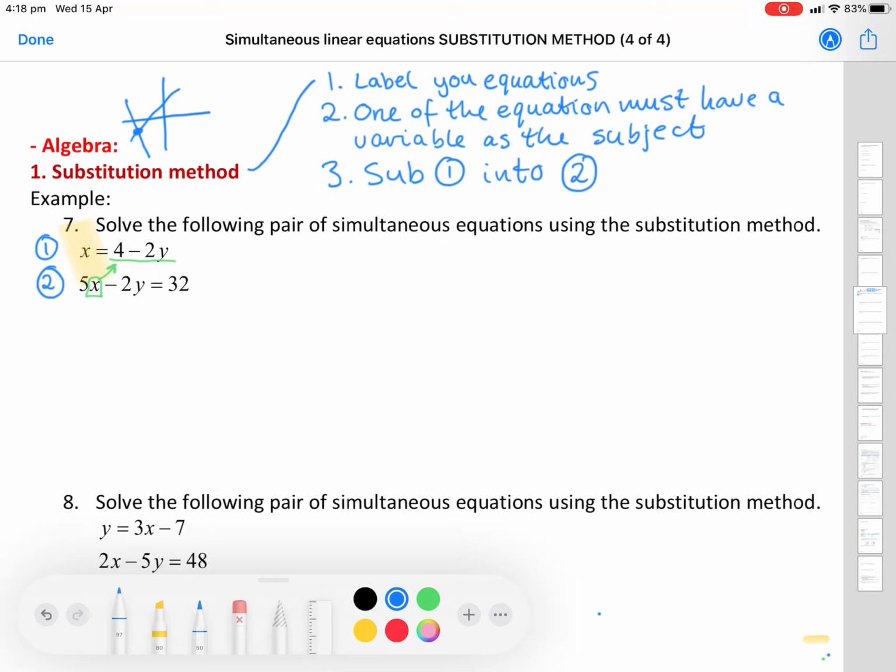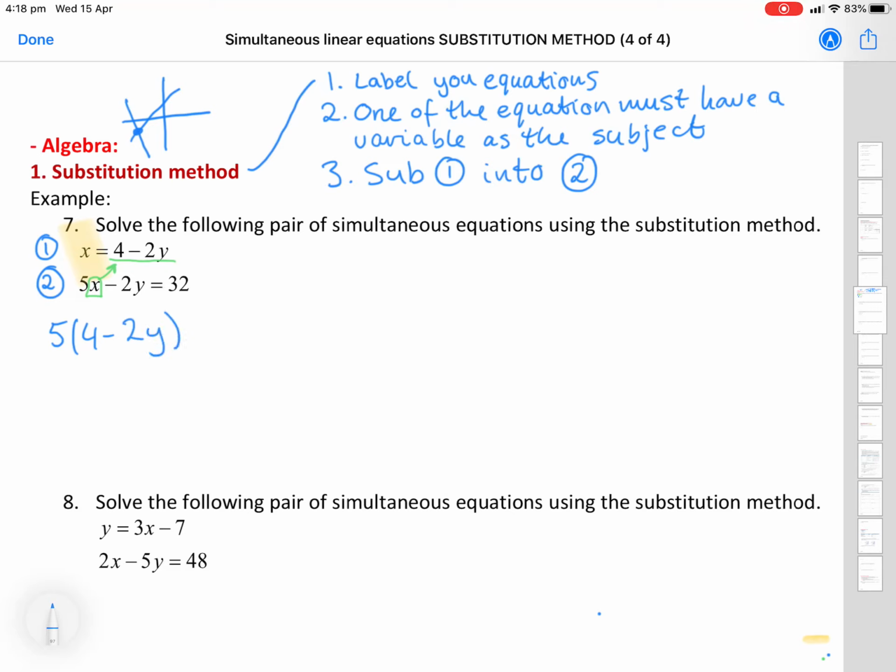So we're going to rewrite the second one. We've got 5x. Now we don't want x. What do we want? 4 minus 2y. And then we write the rest of equation 2: minus 2y equals 32. Now what we're trying to do is solve for y. We're trying to find what y equals. So we need to expand our brackets here. 5 times 4 is 20. 5 times negative 2y is negative 10y.